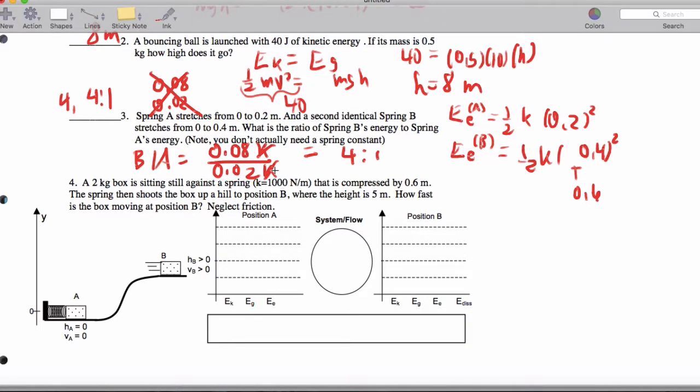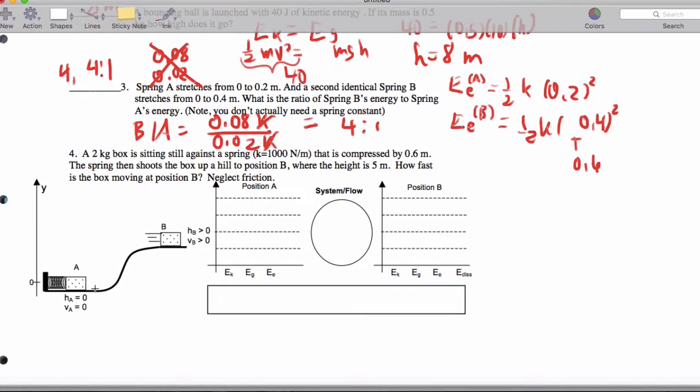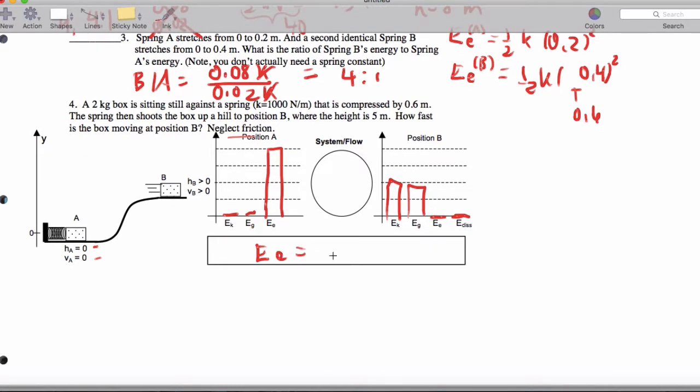All right, and then for number 4, we have a 2 kilogram box. It's launched, it goes up this hill. Notice I have a little clue here. I say that HA equals 0, VA equals 0, so that's your clue that kinetic and gravity are 0. Since we have a spring, we know we have all elastic energy to start with. And what happens at the end? We have no friction, so there's no dissipated energy. The spring is sprung, so there's no elastic. So we end up getting a mix of gravitational and kinetic. So when we solve here, our equation is E elastic is EK plus EG. And so we'll start off with 1/2 kx squared equals 1/2 mv squared plus mgh.